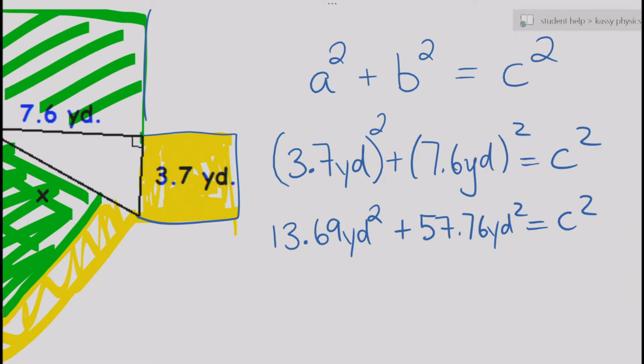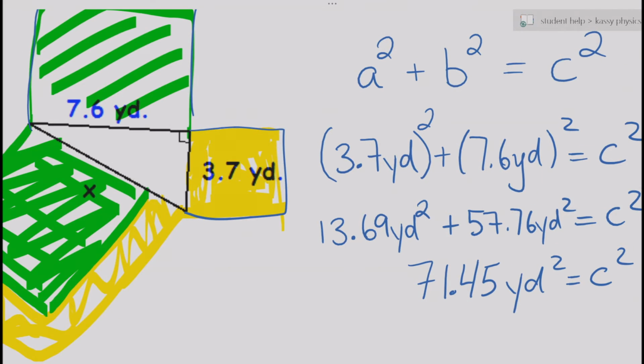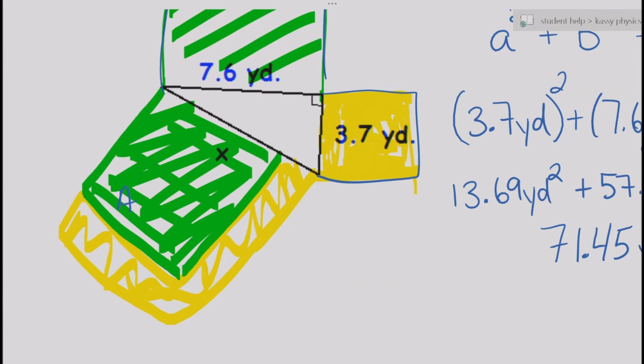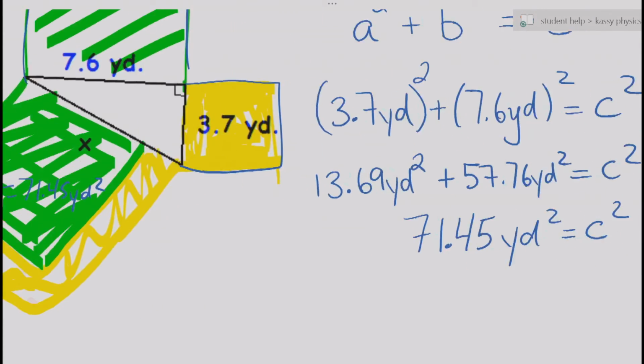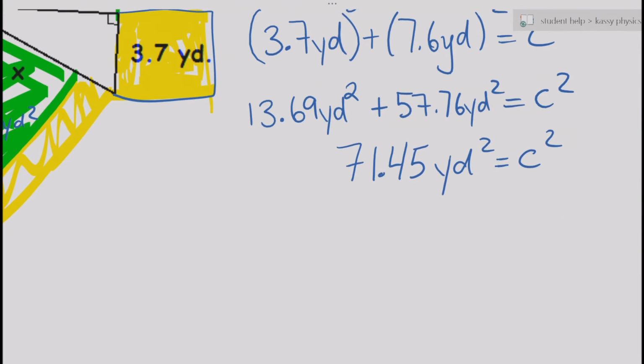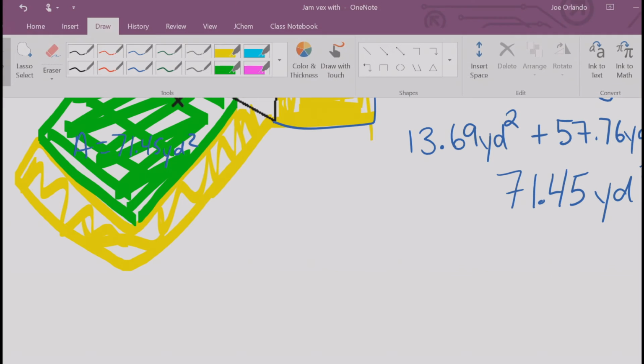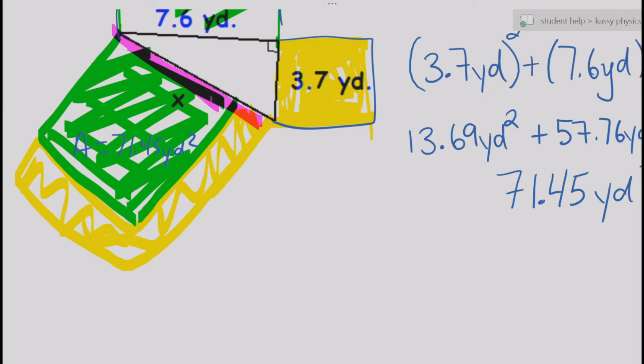In fact, I probably wouldn't. But just to show you, we add those together and we get 71.45 square yards is equal to c squared. And that tells us that the area of this square is 71.45 square yards. Now, that is not what we want to know. We want to know how long just one side is.